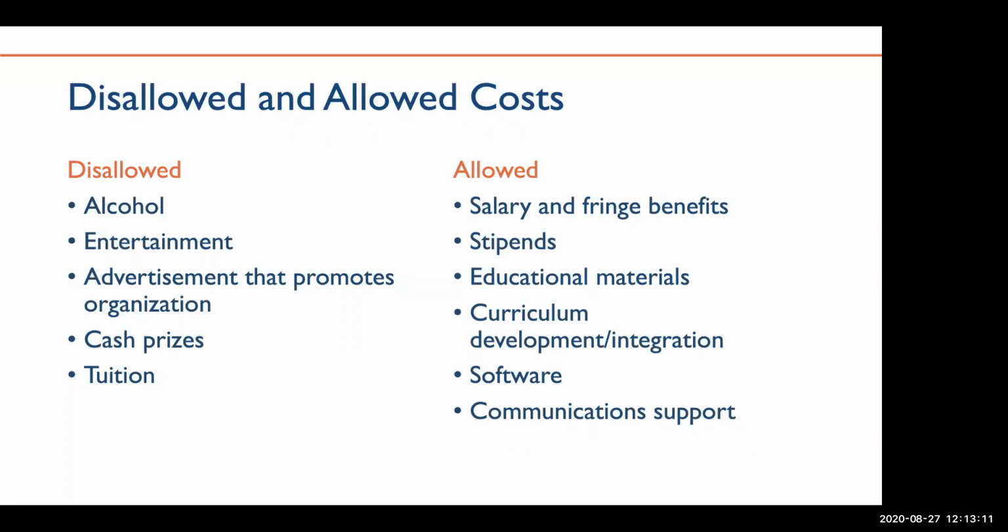And as you move over to the allowed column, you'll see that salary and fringe benefits, stipends for educators and facilitators, as well as educational materials, developing curriculum materials and costs for curriculum integration, as well as software costs, which will include anything from digital cameras, flip cams, webcams, those types of items to support online project work are allowable. The final bullet that I have here is for communication support. So that's going to include things such as website development, developing outreach materials, and photography as well.